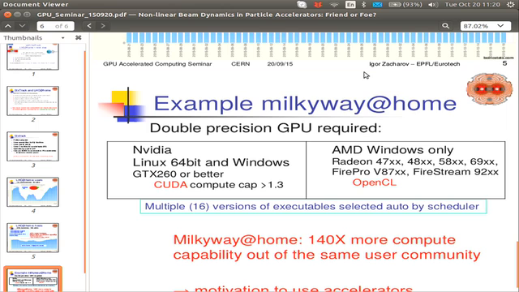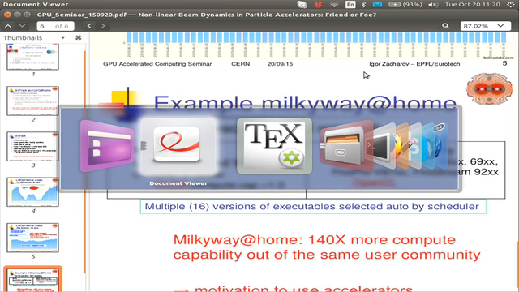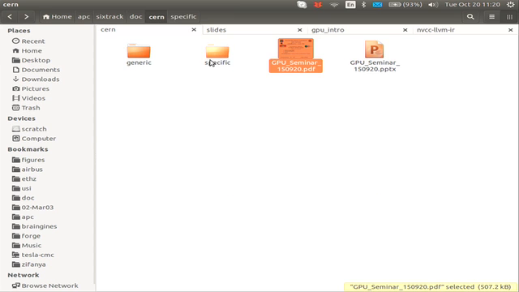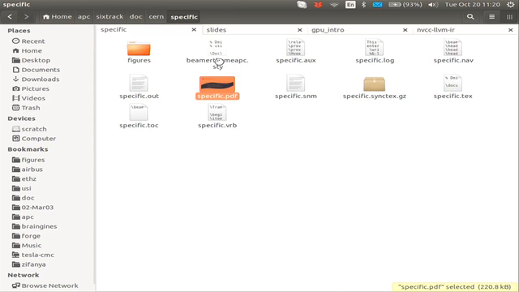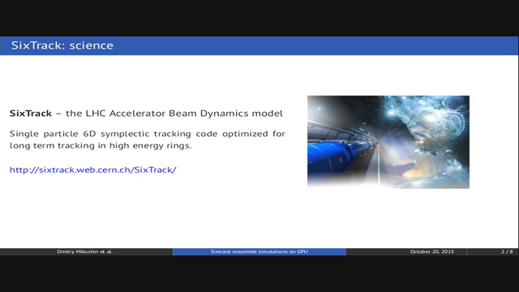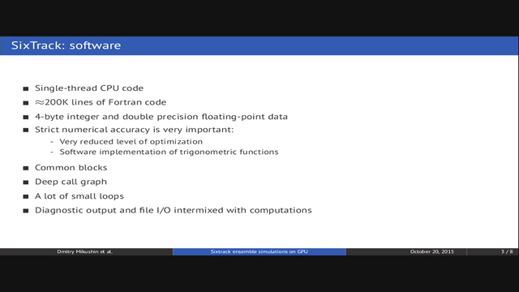Okay, so in fact, we already discussed a bit of technical details. This means that this part will be a little bit shorter, and we will also explore the current state of the code. So what things are important for us from the software point of view about SixTrack? We have a single-threaded code, which, as I explained, we have to transform to multi-threaded thread-safe code.